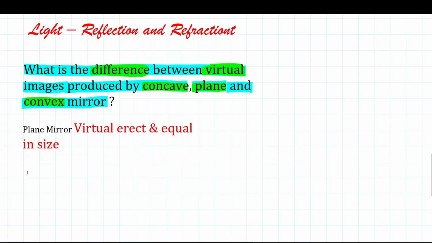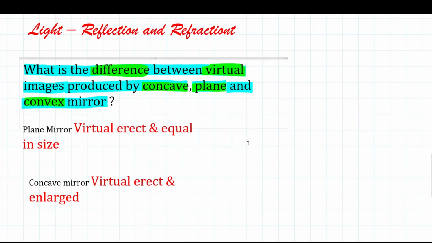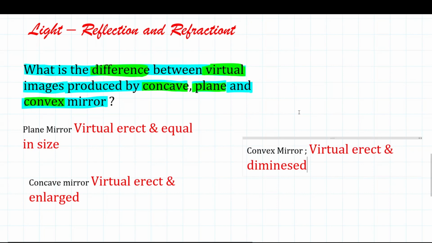Now, the next case is the concave mirror. In the case of a concave mirror, we are just talking about the virtual image. Not in all cases, as I said, but when it is virtual, it is erect and enlarged. And finally, the case of a convex mirror. In the case of a convex mirror, the image formed is going to be virtual, erect, and diminished.